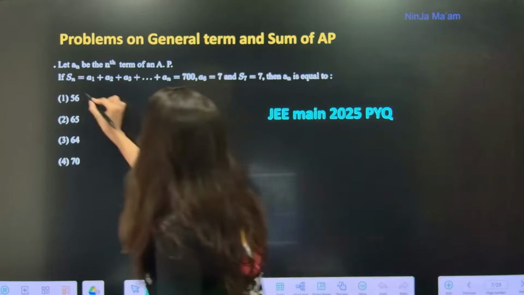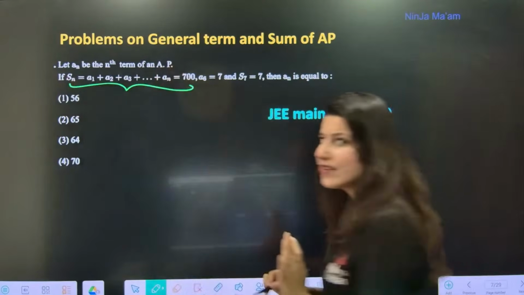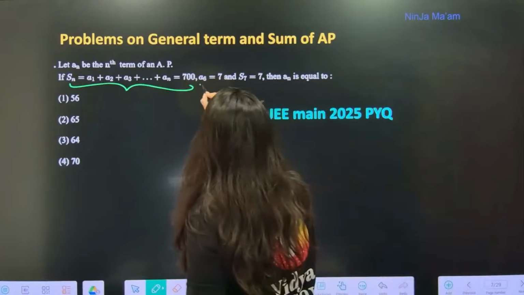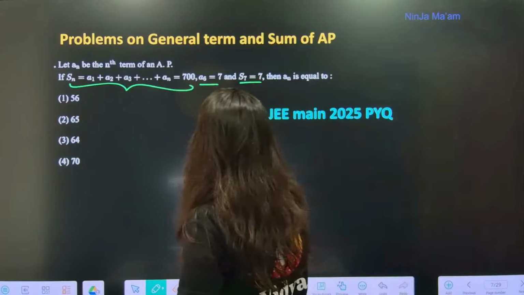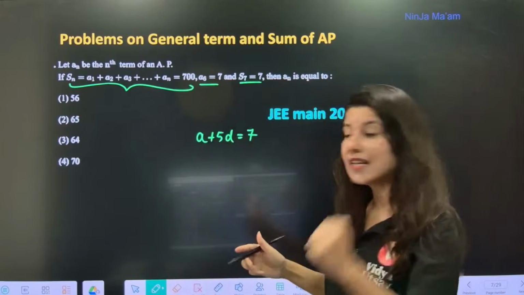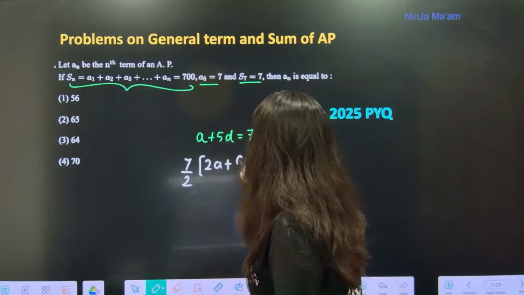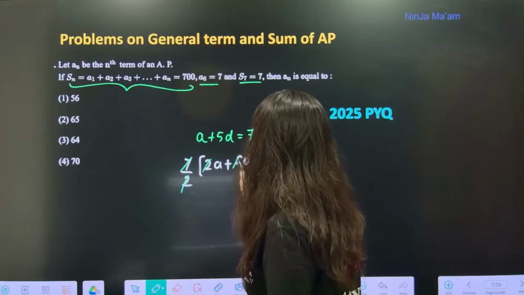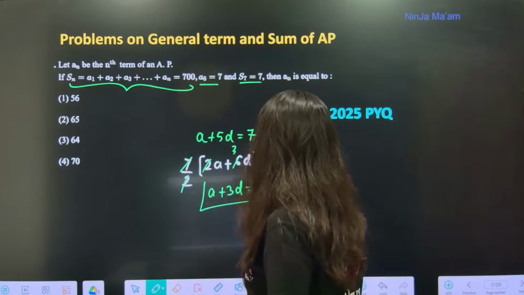Now this is your SN. Basically what they are saying is the sum of n terms is 700. Let us keep it for a little later and focus on this. A6 and S7 both are 7. Can you tell me A6? A plus 5D is 7. What about S7? Directly put the formula: 7 by 2, 2A plus 6D is equal to 7. 7, 7 cancel, 2, 2 cancel. So A plus 3D is nothing but 1.